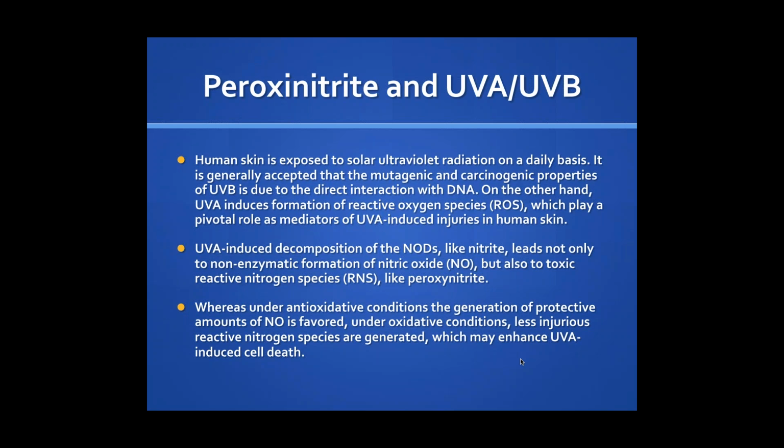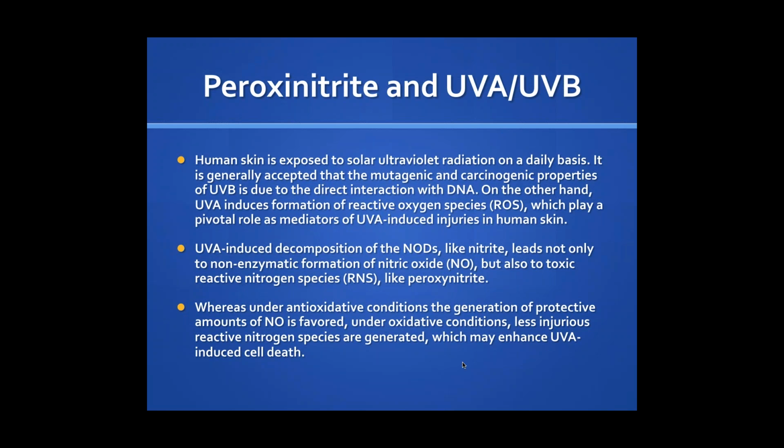UVA-induced decomposition of nitric oxide-related species, like nitrite, leads not only to non-enzymatic formation of nitric oxide, but also to toxic reactive nitrogen species like peroxynitrite. Whereas under anti-oxidative conditions, the generation of protective amounts of nitric oxide is favored. Under oxidative conditions, less injurious reactive nitrogen oxide species are generated, which may enhance UVA-induced cell death.